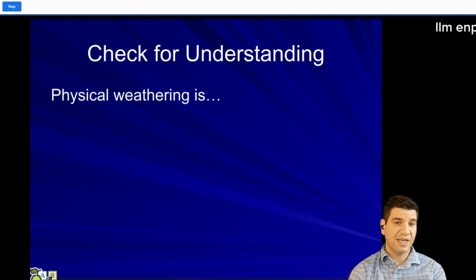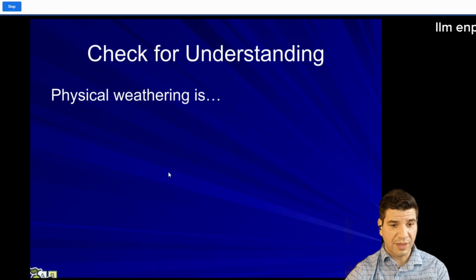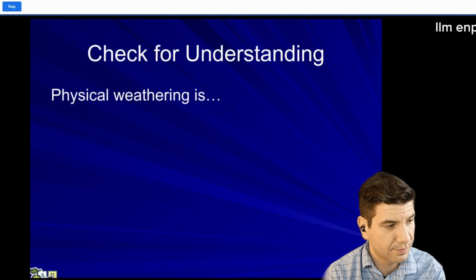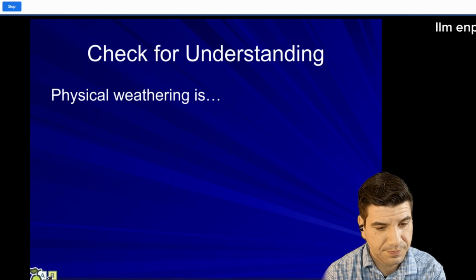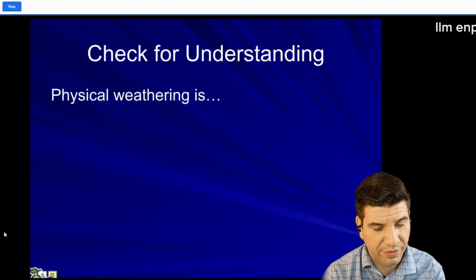Quick check for understanding. Physical weathering is what? Okay, I'm still waiting on a few people. I only have 5 responses.